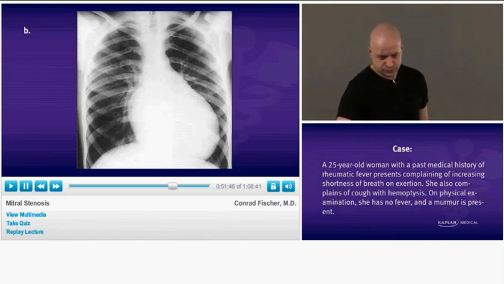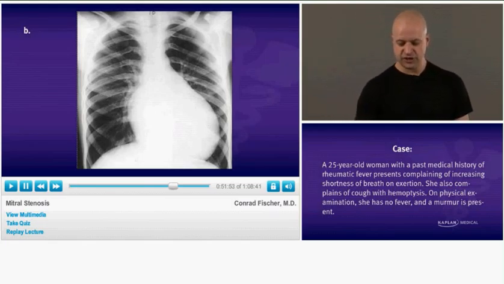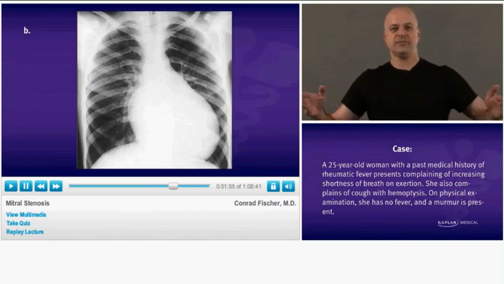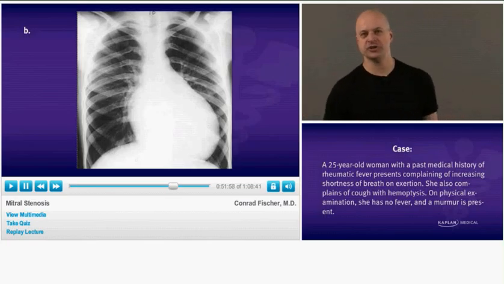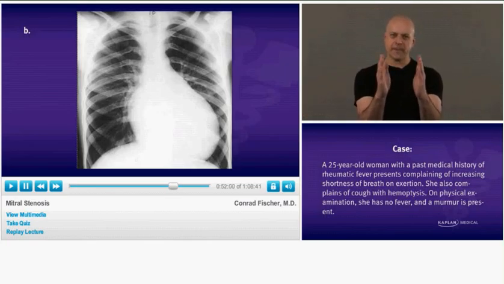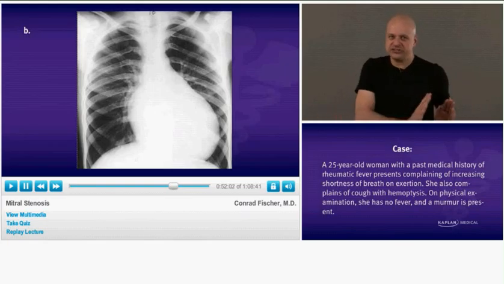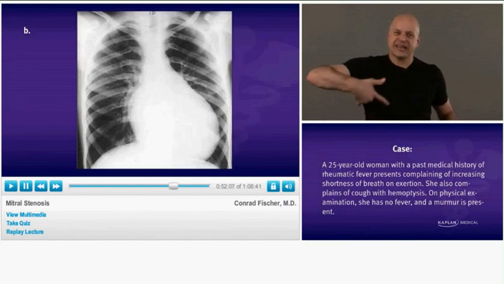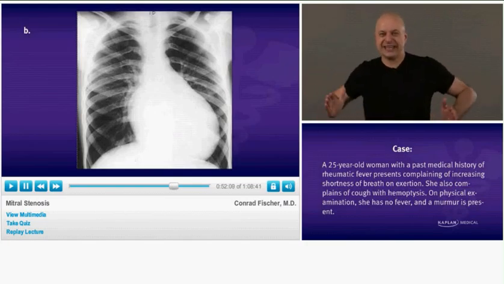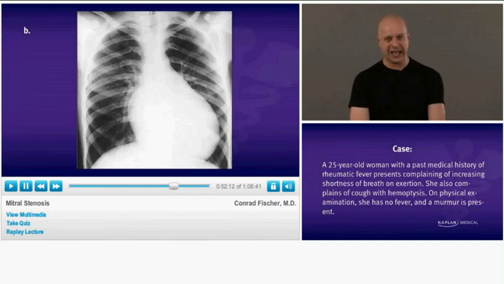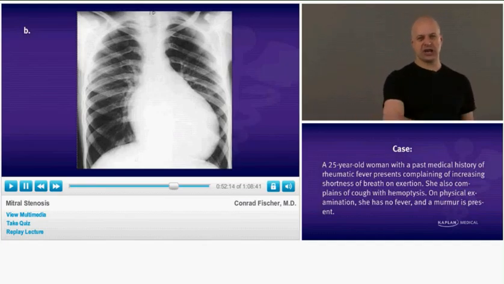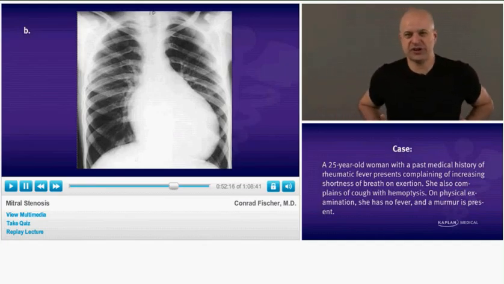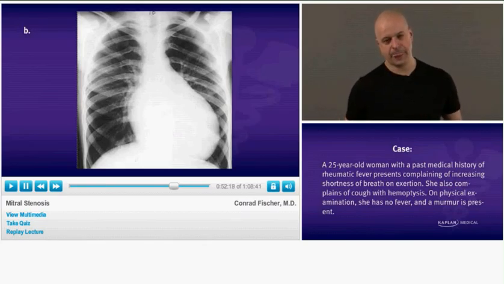Next one. We have this big heart going too big between both sides. Now, greater than 50% of the total width of the mediastinum. That's how you know it's cardiomegaly. The heart should normally not be bigger than half a side of a chest. If the heart on the chest x-ray is greater than half the total transthoracic diameter, it's cardiomegaly.